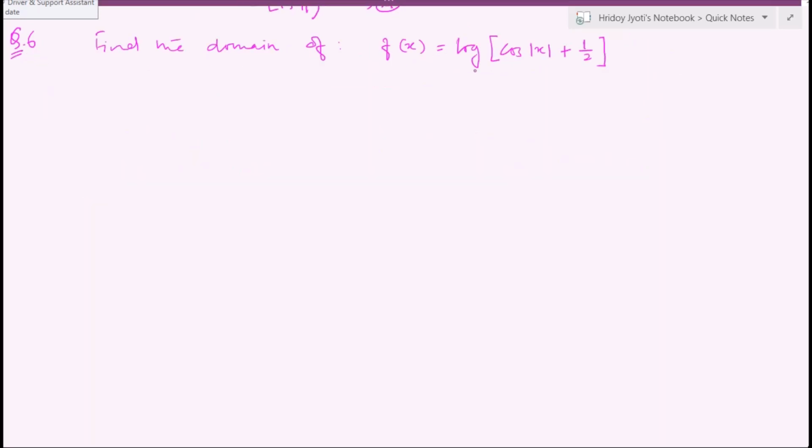Let's find the domain of f(x) equal to log of GIF of cos of modulus of x plus half. Okay, the solution to this question will go like this.